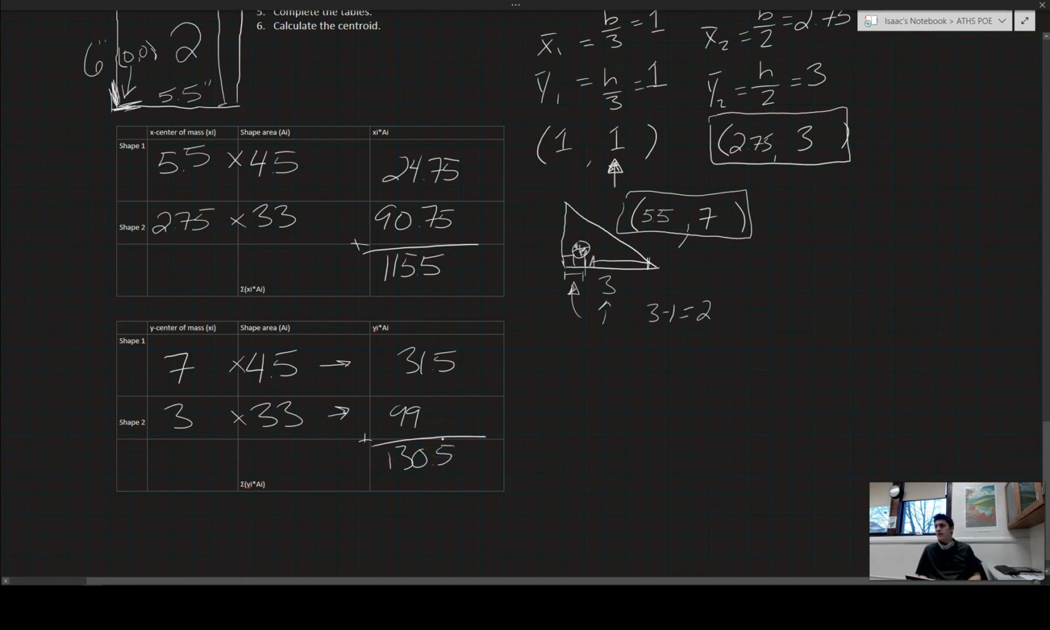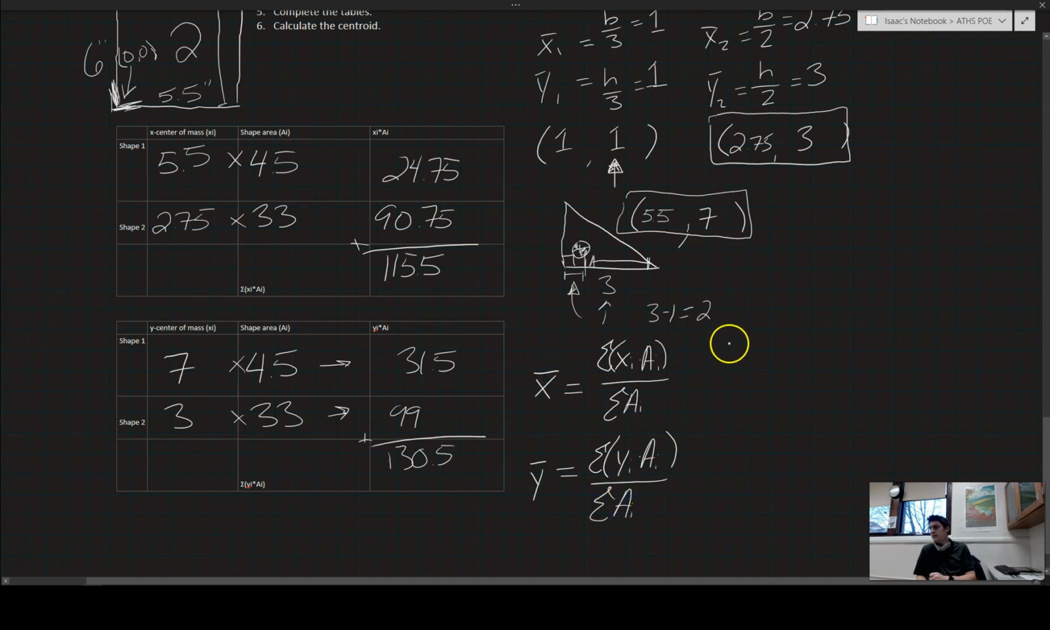Now I know that at this point it feels like we're just doing a bunch of number crunching, and we are. But we're going to need these numbers because we have two formulas that we're using here. These are the complex shape centroid equations. So on top we have sigma xi times ai divided by sigma ai. And I'm going to put a parenthesis around this, and I'll explain that in a second. I'm going to do the same thing for y. This is sigma yi times ai divided by sigma ai.